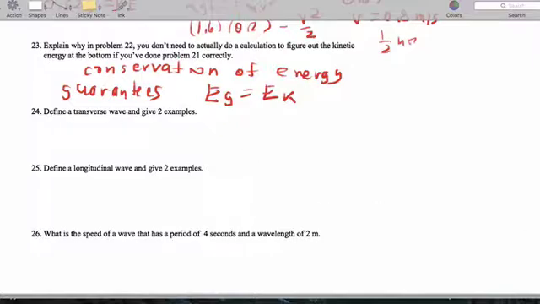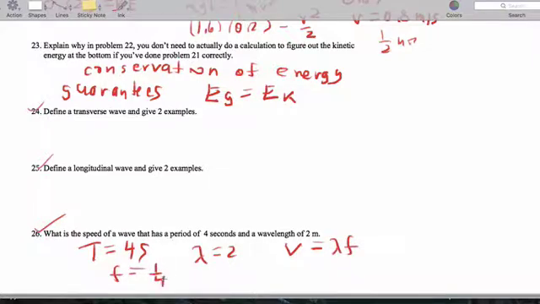We'd actually done 24 and 25 and 26 in a previous example. Let me just do 26 just to be safe. So if the period is 4 seconds and the wavelength is 2, v is lambda f. So f is going to end up being 1 over 4, because that's 1 over T. So v ends up being 2 over 4, which is 0.5 meters per second. So that's pages 5 and 6 of your practice exam.